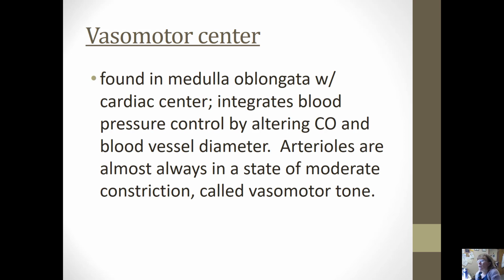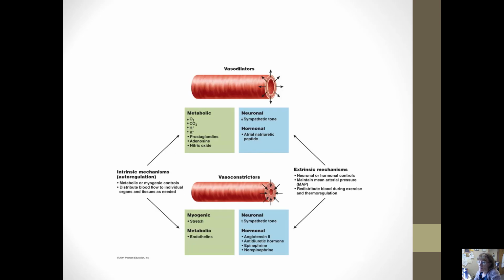Well, in the medulla oblongata we have an area called the vasomotor center, which is going to send out sympathetic stimuli to the blood vessels to cause vasoconstriction, acting on alpha adrenergic receptors with the norepinephrine that will be secreted by those sympathetic efferents. As I said before, the arterioles are almost always in a constant, moderate state of constriction to maintain our vasomotor tone, but of course at any time we can adjust that.